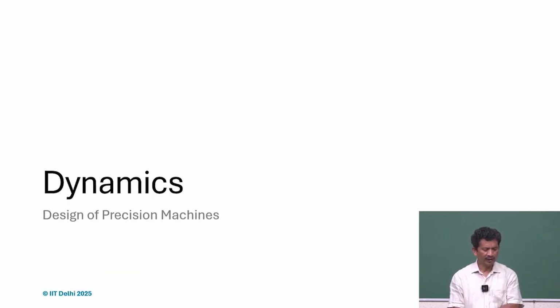So there are many examples. We can refer to the books. Whatever I discuss here is just some cases, some examples, just to show how it can be done. So moving on, we'll quickly talk about dynamics in any precision system.